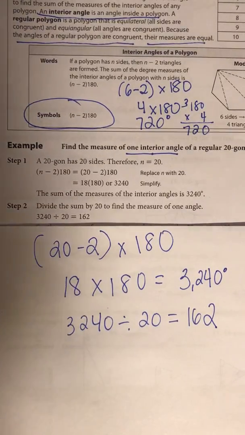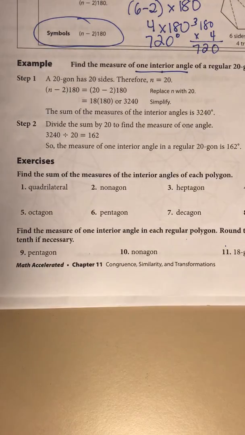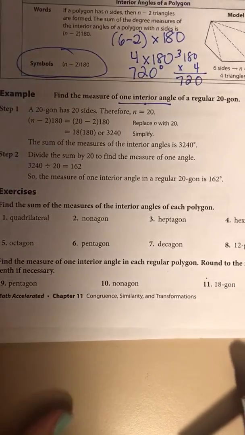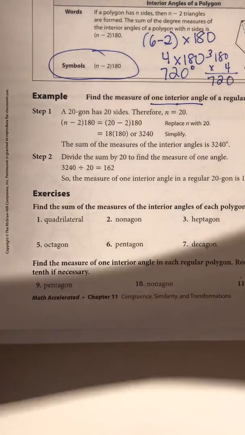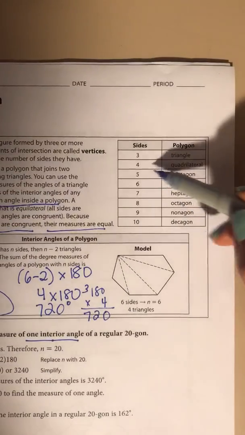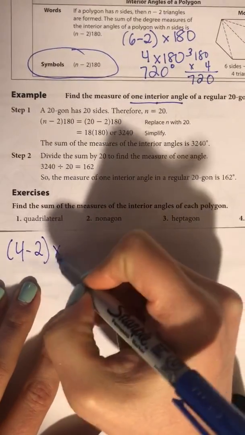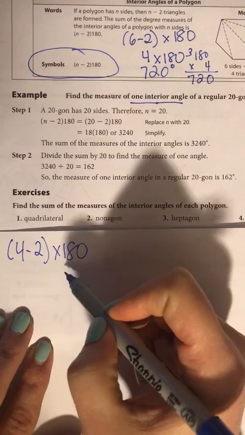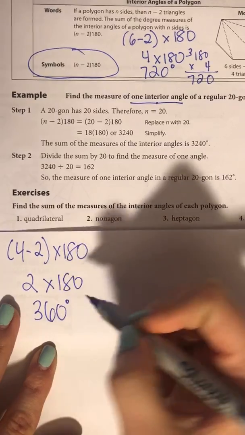Okay? So now, let's look at what you're going to be working on today. It says find the sum of the measures of the interior angles in each polygon. So let's look at number 1. Number 1 is a quadrilateral, okay? So we know a quadrilateral is a 4-sided figure. And if we didn't know that, we can always go back and look up at our chart and see that a quadrilateral has 4 sides. So we're going to use our formula, and we're going to do 4 minus 2 times 180. And 4 minus 2 is 2, and 2 times 180 is 360 degrees.